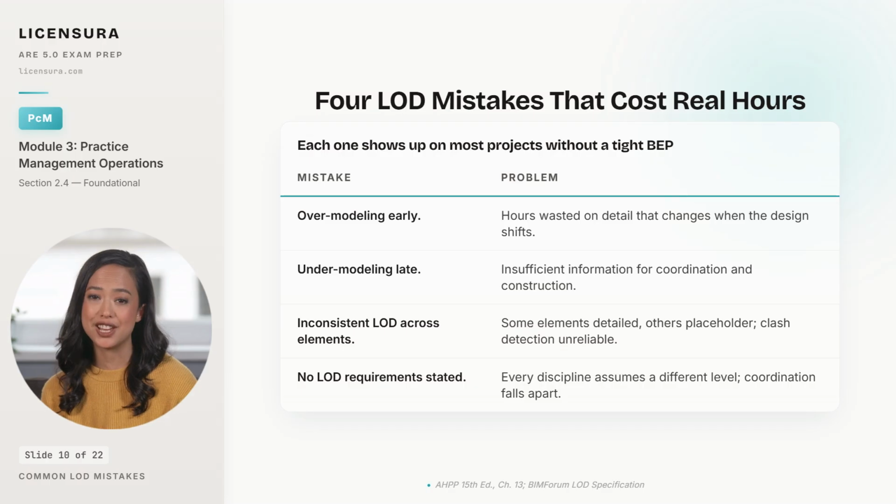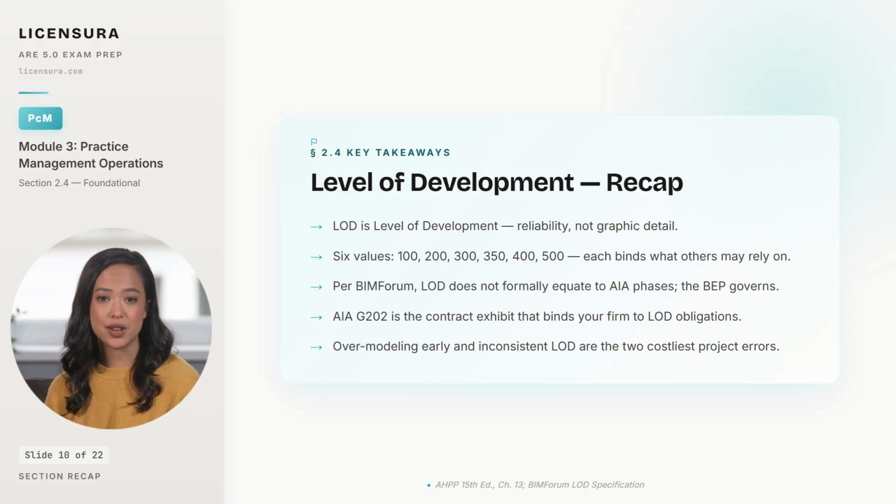The BEP is what prevents all 4. 5 takeaways pull the LOD discussion into the BEP decision that governs every project. 5 takeaways on level of development. LOD is level of development, not level of detail.